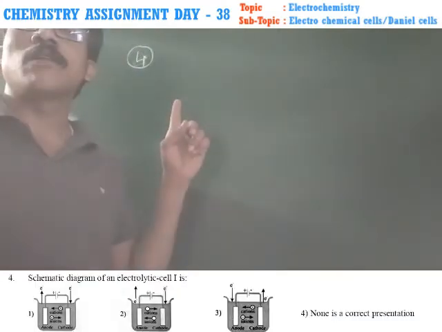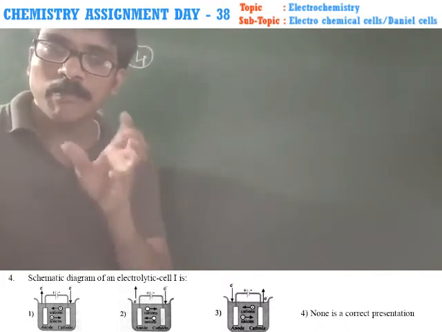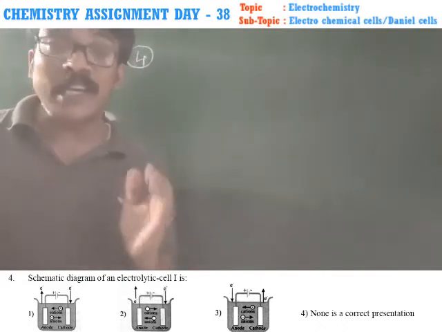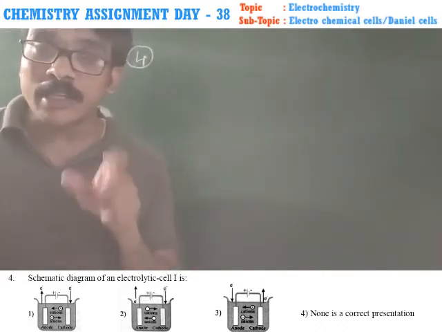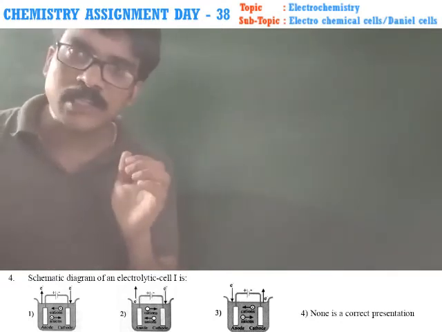Question number 4. A schematic diagram based on electrolytic cell. In the fourth question, there are 3 diagrams given. In the diagram, we observe an electrolytic cell. What is the observation of an electrolytic cell?